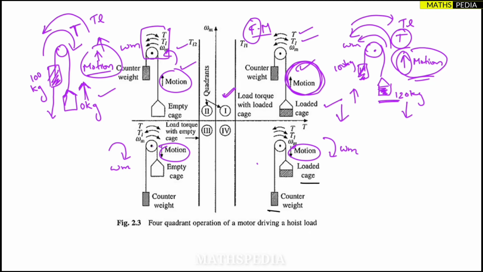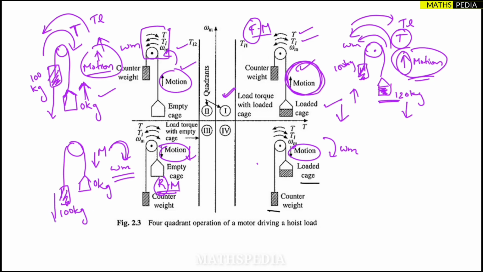Let us go for the third quadrant. Third quadrant, what is happening? Speed anyways we have discussed. This third quadrant is nothing but reverse motoring. This is the empty cage, so let me draw again. This is the empty cage, this is the counterweight. I want motion to be in the downward direction. But what will the empty cage do? The empty cage is 0 kg and the counterweight is 100 kg, so the counterweight will pull down, so this empty cage will go up.